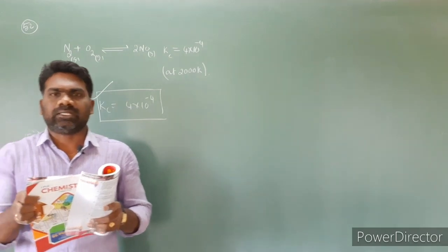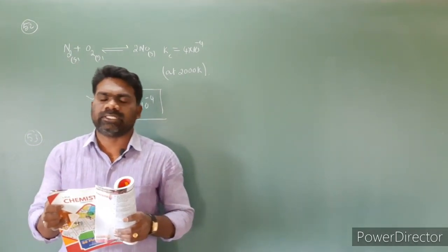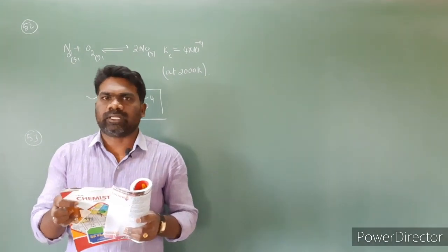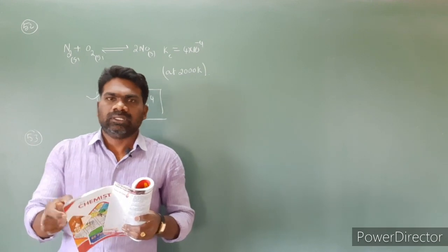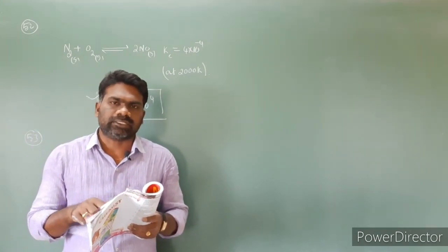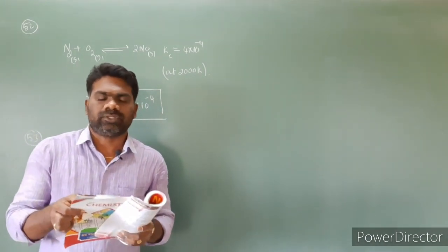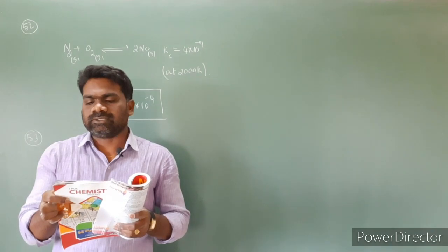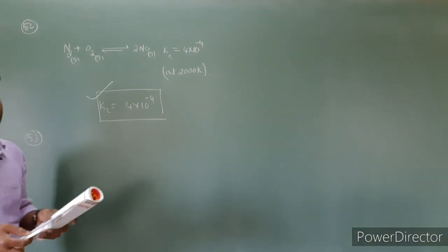So already we know very well that the value of equilibrium constant is independent of initial concentrations of reactants and products. So the value of equilibrium constant does not change, remains same. If the concentration of reactants and products increases, the value of equilibrium constant does not change. So the answer for 53 is the fourth option, remains same.